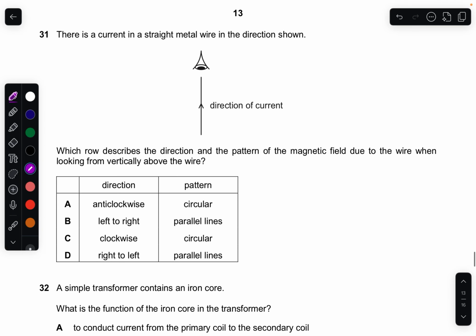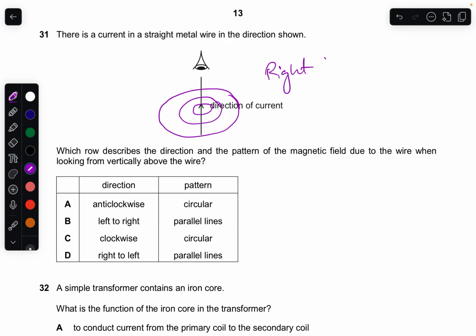There is a current in a straight metallic wire. Which row describes the direction and the pattern of the magnetic field? Okay, so around a wire the magnetic field will be in a circular pattern like this, and you have to use the right hand thumb rule. Thumb should be in the direction of current, the curled fingers will show you the direction of magnetic field.